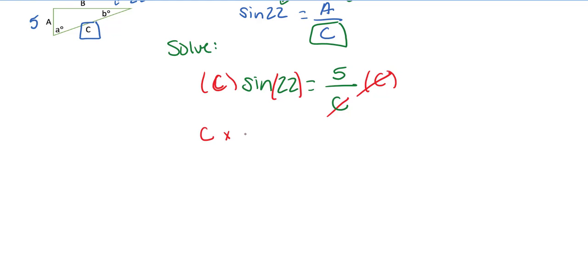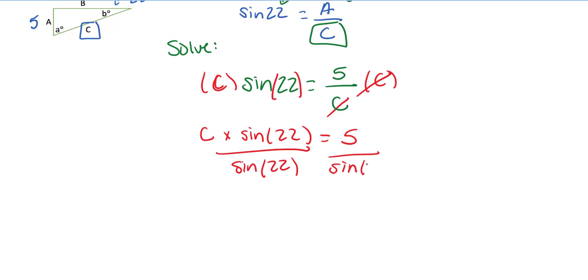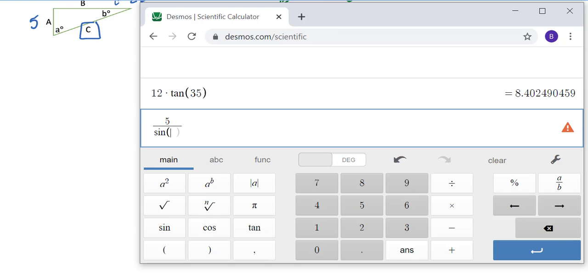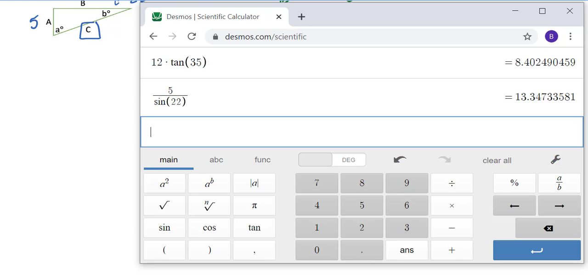We have C times sine of 22 is equal to 5. All we have to do is divide both sides by the sine of 22. Now we're left with C by itself because this just becomes 1. So now we have 5 divided by sine of 22, which will give us what C is. So let's grab our calculators. We have 5 divided by the sine of 22, close the bracket. What does that equal? Well, it equals 13.35.